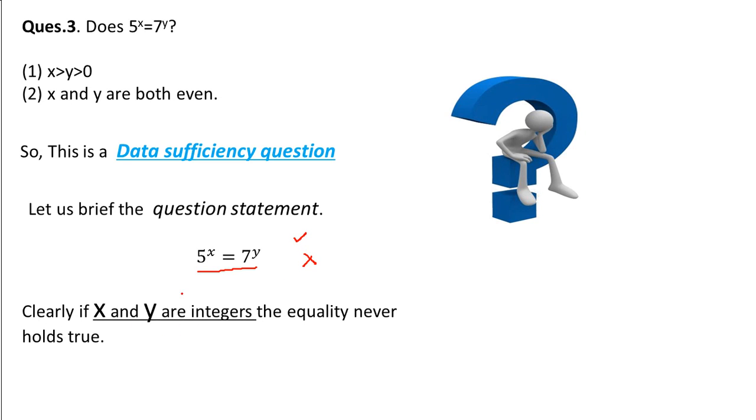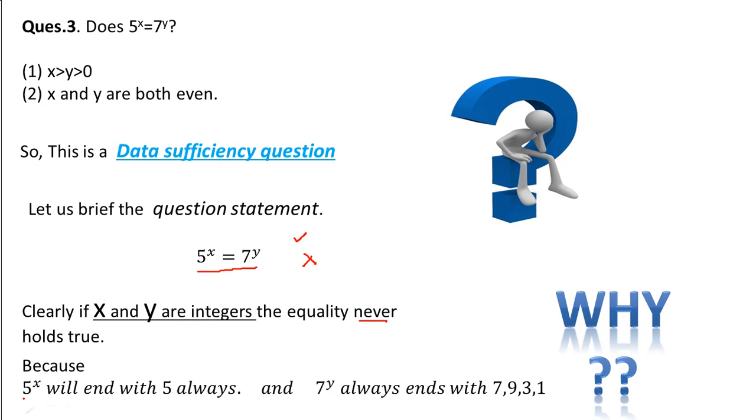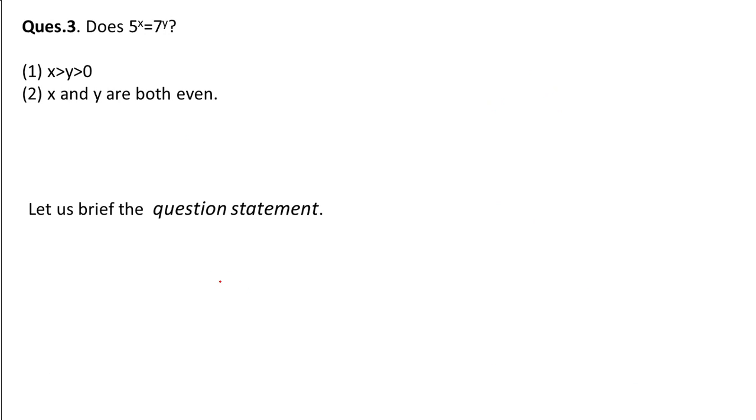Now see, clearly if x and y are integers, the equality never holds true. Why? Because 5 to the power x will always end in 5 and 7 to the power y will end with either 7, 9, 3 or 1 by cyclicity of 5 and 7. So if 5 to the power x is equal to 7 to the power y, x and y need to be fractions. They cannot be positive integers, right?